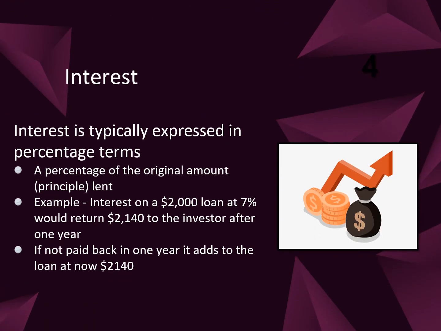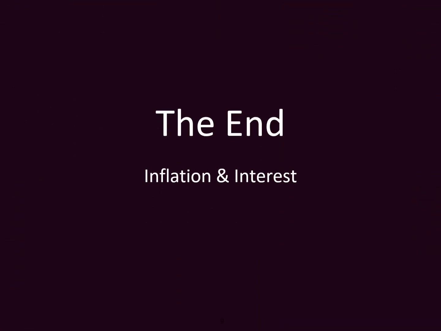In general, interest is expressed in percentage terms. So it's a percentage of the original amount lent, the principal. So an example on this is interest on a $2,000 loan at 7% would return $2,140 to the investor or the person that loaned out the money after 1 year. If it's not paid back in the first year, the amount, the principal, now becomes $2,140. So that concludes our introduction to inflation and interest.